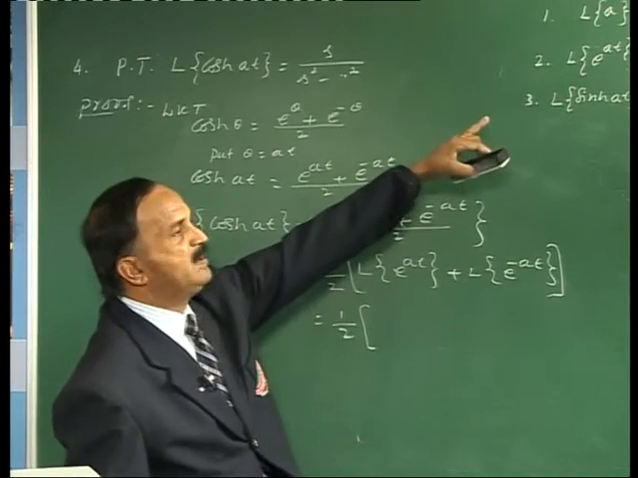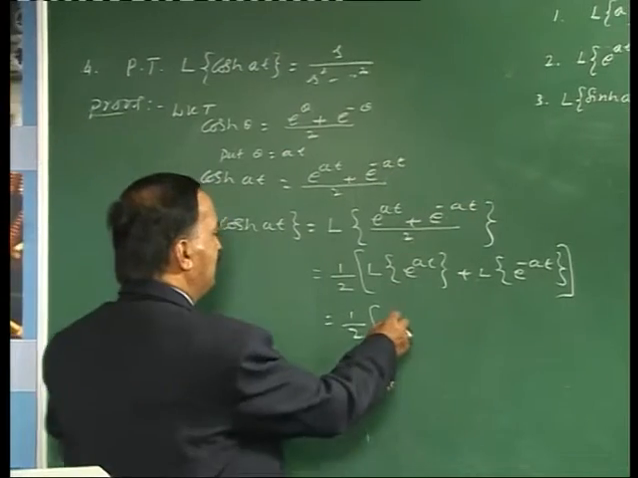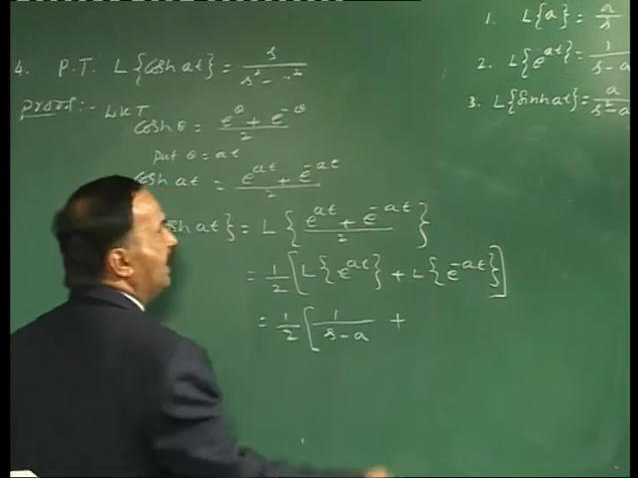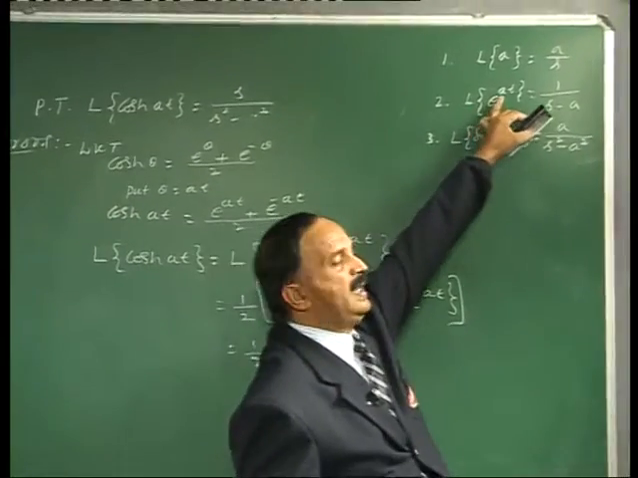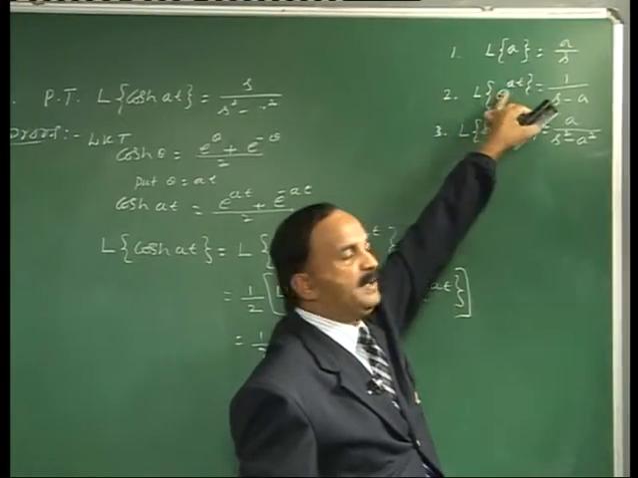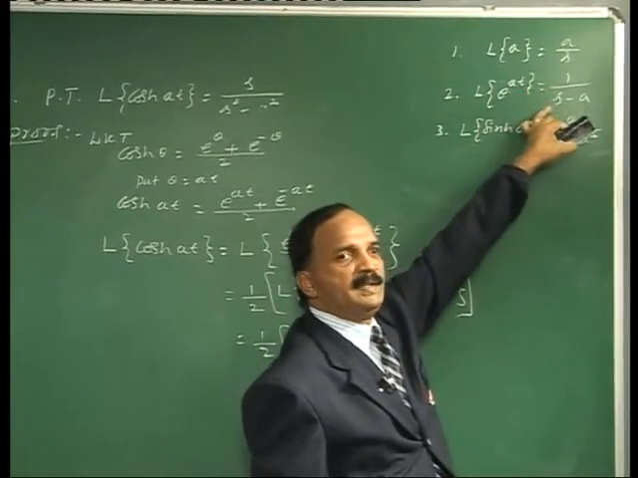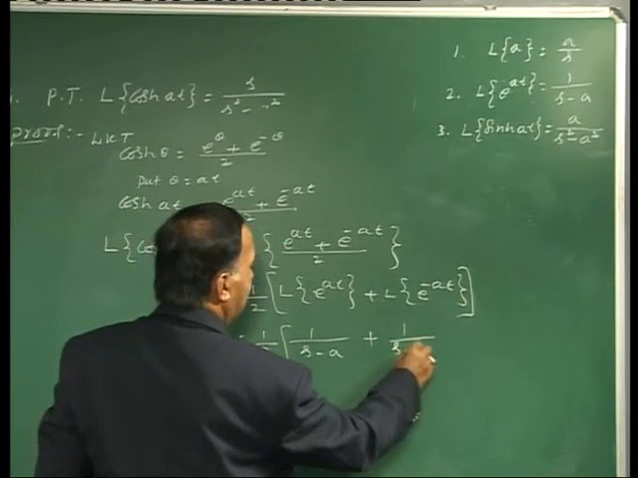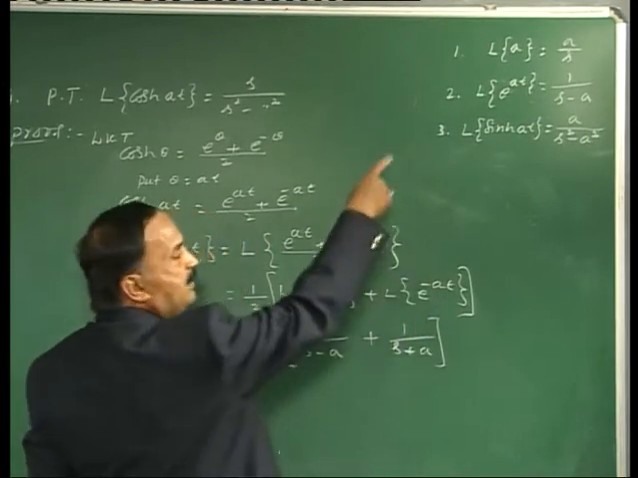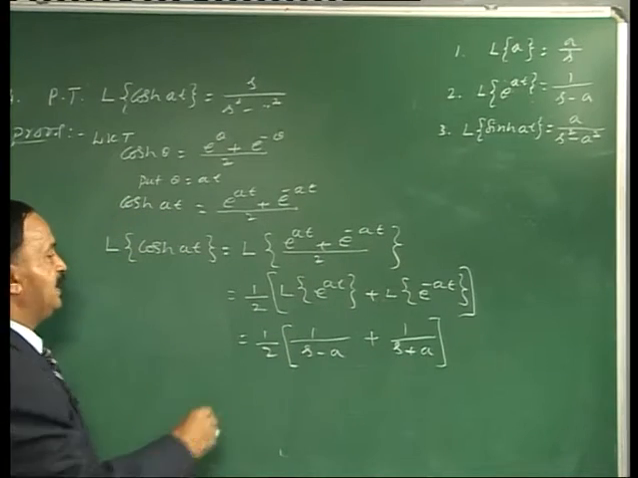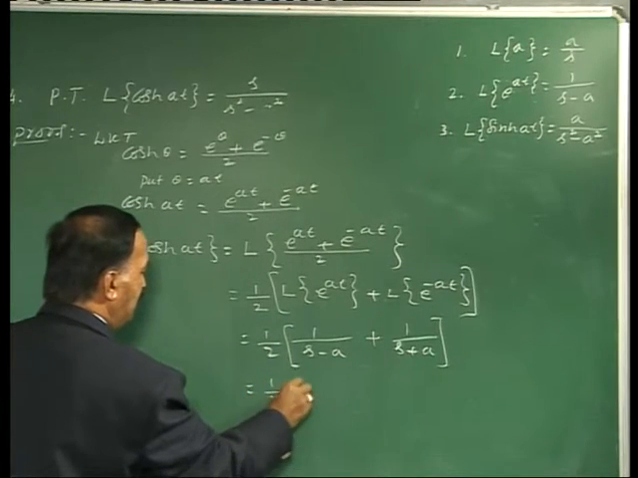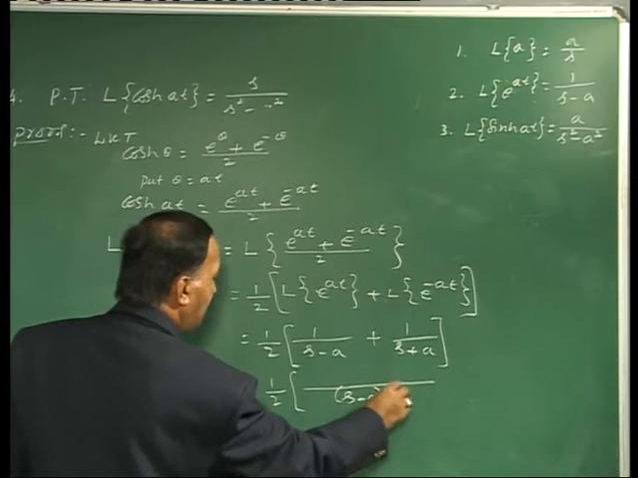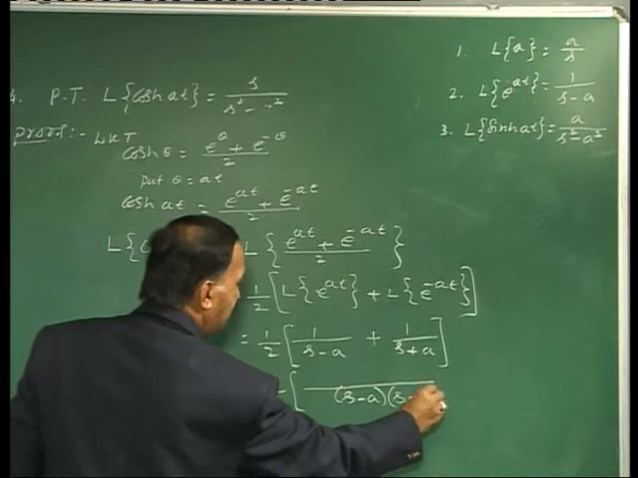we know L of e to the power of at is 1 by s minus a. Use that formula here. So 1 by s minus a plus, again in place of a write minus a. We get here L of e to the power of minus at is 1 by s minus of minus a. That is 1 by s plus a. Just replace a by minus a. Take LCM. That is equal to 1 by 2 into, so LCM is s minus a into s plus a is LCM.